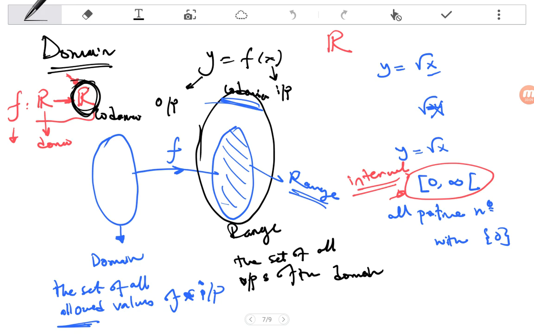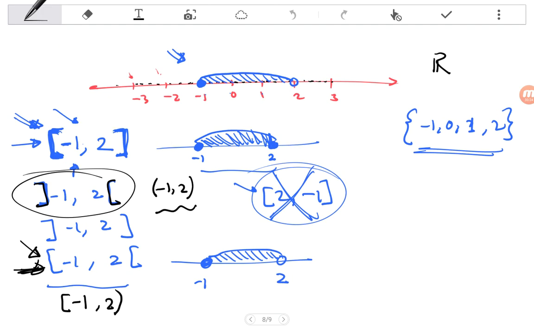So we learned that a function is determined or specified by its domain. The domain is the set of all allowed values for the input. As I've said, if I have y equal to root x, we have learned that only positive values of x are allowed, plus the 0.